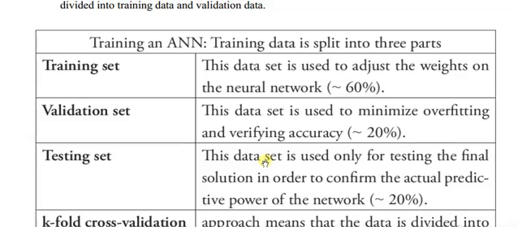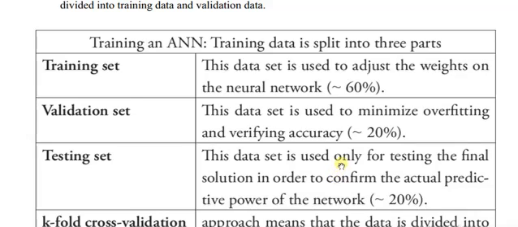Then we use testing data. Once the network is trained and has been able to minimize the overfitting, we test the trained network with the help of the testing data set. What is testing data? This data set is used only for testing the final solution in order to confirm the actual predictive power of the network, and this forms approximately 20% of the data set.